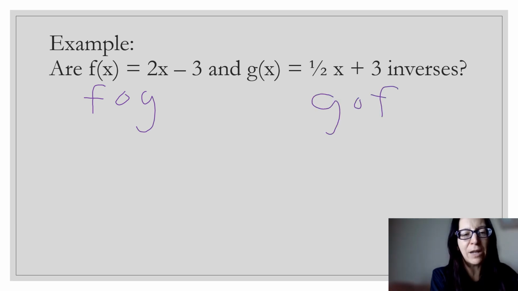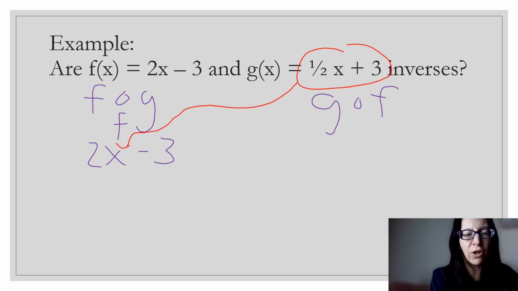If you remember what I said about composition, you start with that first letter. Whatever the first letter is, that's the function. You're going to write that function down. And then you're going to take the second function, which in this case is g, and we're going to plug that in everywhere we have an x. So we're going to have 2, and instead of 2x, we're going to have 1/2 x plus 3. And then we have the minus 3.